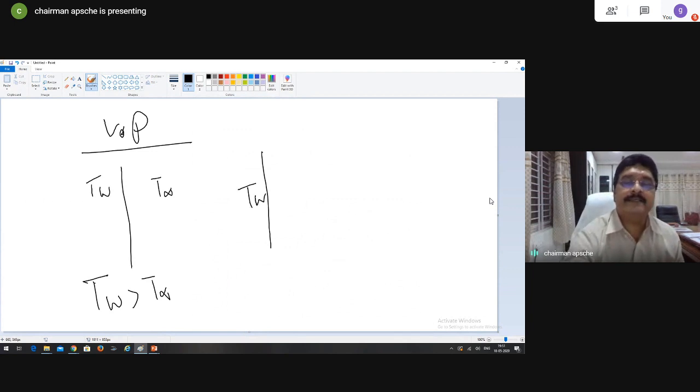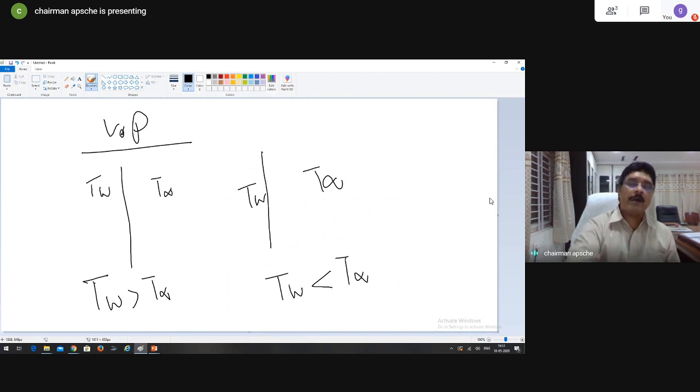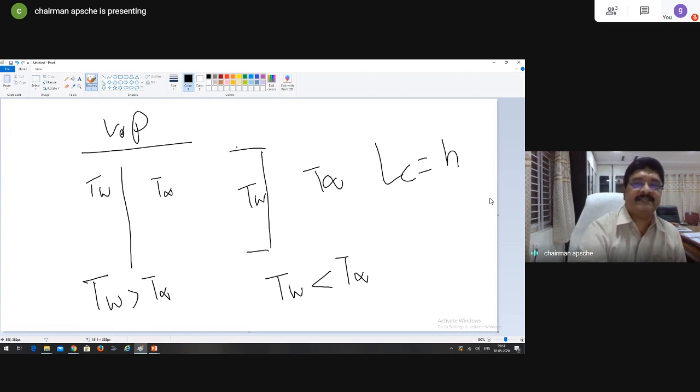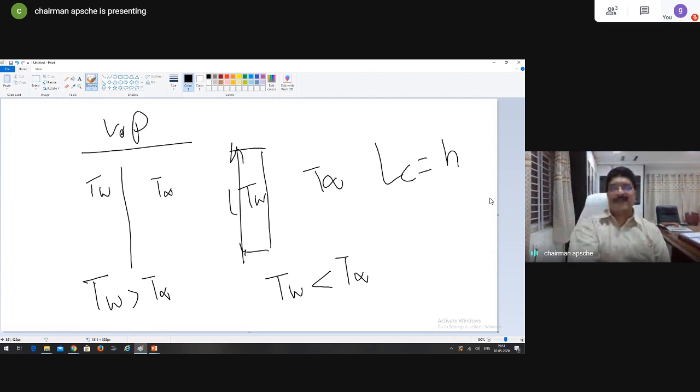Now, let me also talk about a wall with a different temperature and fluid with a temperature, and let me say Tw is less than T infinity, meaning hot fluid coming in contact with a colder plate. Both are possible. Now, what will happen? In both these cases, when a vertical plate is there, Lc is equal to the height of the plate. Characteristic dimension is its height, L. Whatever is the vertical height, that is it.